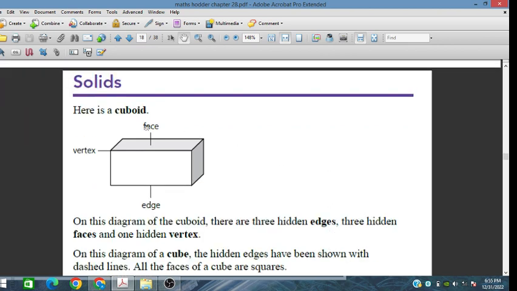Cuboid. So we have a solid shape, and this is a three-dimensional shape, and we will discuss this topic in the next session.